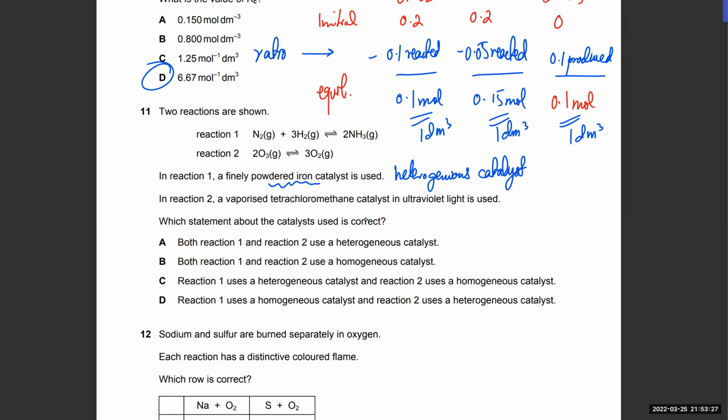But if the catalyst has a different state, that's a heterogeneous catalyst. ये gas है and the catalyst is iron, that's solid. And if you use vaporized, that's also gas. The catalyst is vaporized form, that's gas. If they're in the same state, that's a homogeneous catalyst. The question is इसी के ऊपर होगा क्या है पीछे options. बस वही है. Reaction 1 uses a heterogeneous catalyst, and reaction number 2 uses a homogeneous catalyst. That's going to be C.